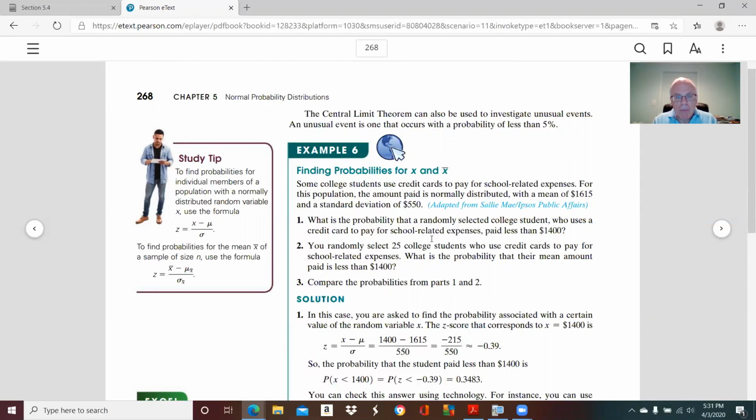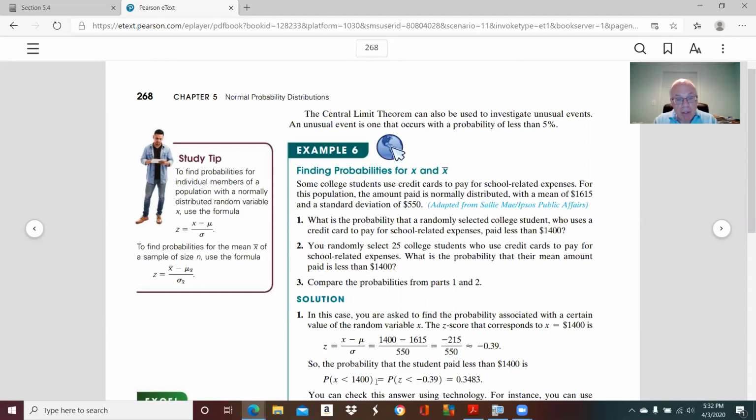All right. So these are population parameters mu and sigma. Let's look at number one. What is the probability that a randomly selected college student who uses a credit card to pay for school-related expenses paid less than $1,400? And now we're not dealing with samples anymore. We're dealing with one student. This is X now. This is a random variable X. This is for one student, not a sample of students. So what is the probability going to look like? It's the probability that X is less than 1,400. That's what we're trying to find now.